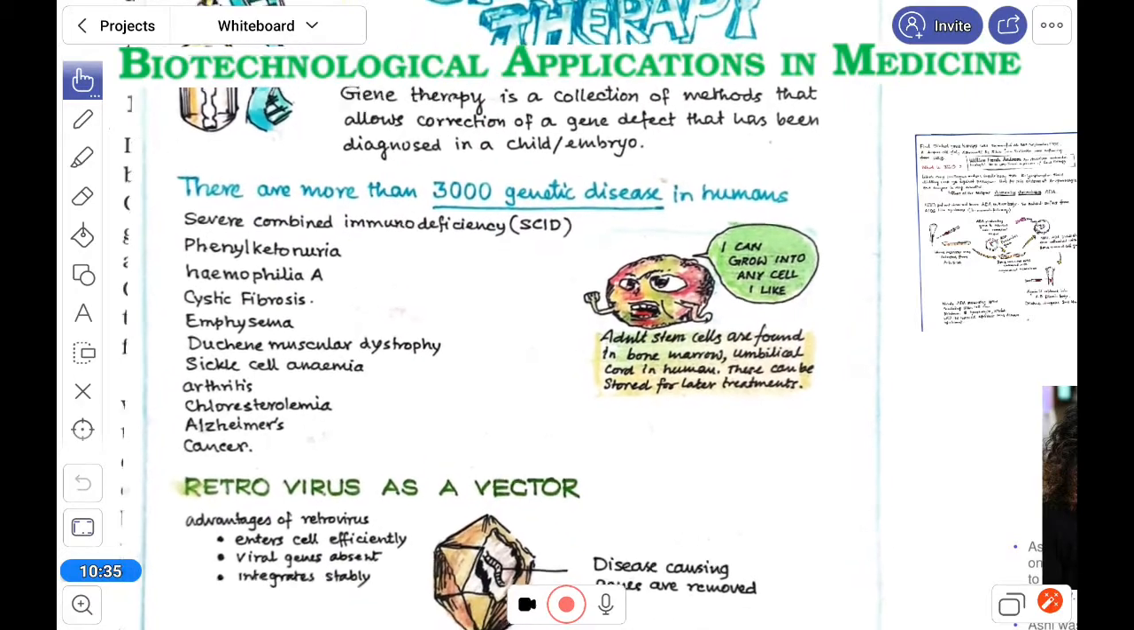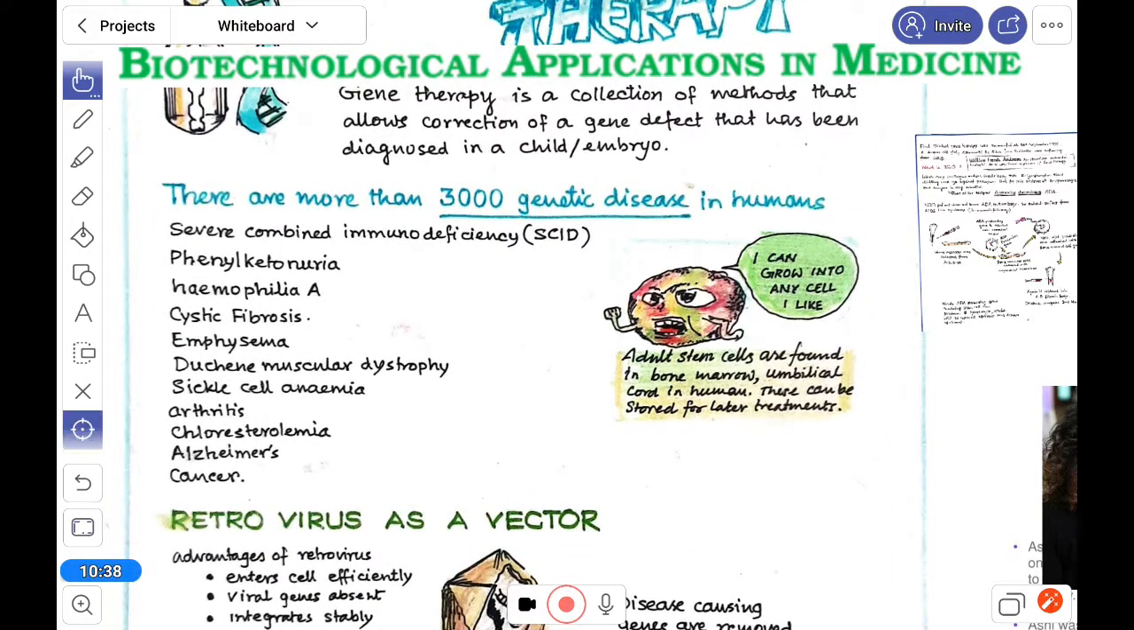You can see this. So the severe combined immunodeficiency, SCID, phenylketonuria, hemophilia. So many here, you can see the long list, including cancer. Cancer also has a genetic defect. So for that, adult stem cells, which are formed in the bone marrow, umbilical cord, all this. So this stem cell can make new cells, and in that way that problem will be cured.